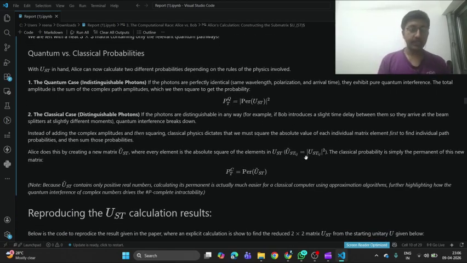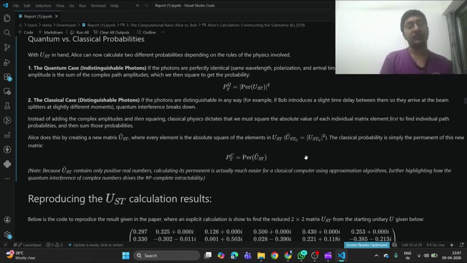However, if she is working in the classical case where she has distinguishable photons, why we are working in this case will be more relevant when we go deeper into the report, but for now, if she has to find the probability in the classical case, she must first square all the elements of the initial matrix UST to get the matrix UST tilde, and then she calculates the permanent of this matrix UST tilde to get the final probability for this classical case.